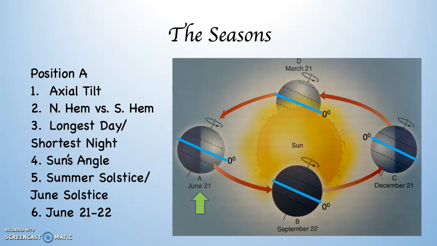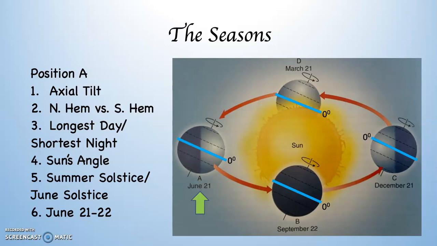With regard to the southern hemisphere and what's happening at position A, all we have to do is flip all of this over and we'll have what goes on in the southern hemisphere, because the southern hemisphere has opposite seasons from the northern hemisphere. Let's do it.